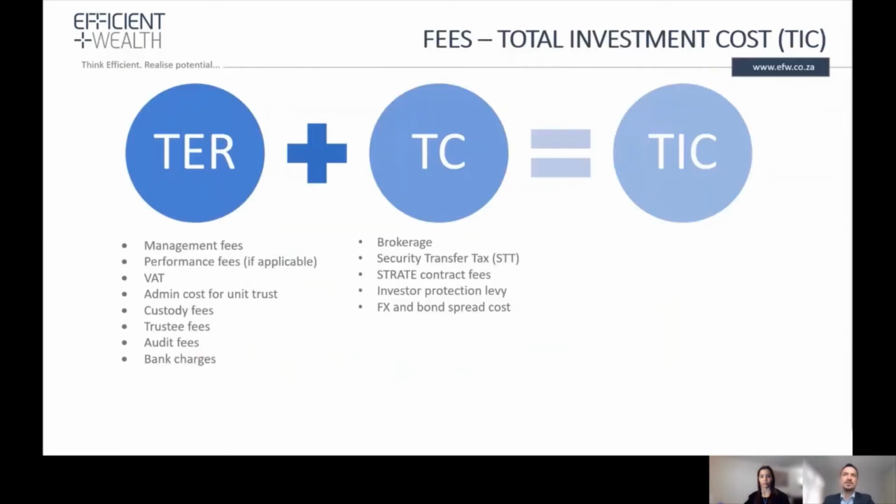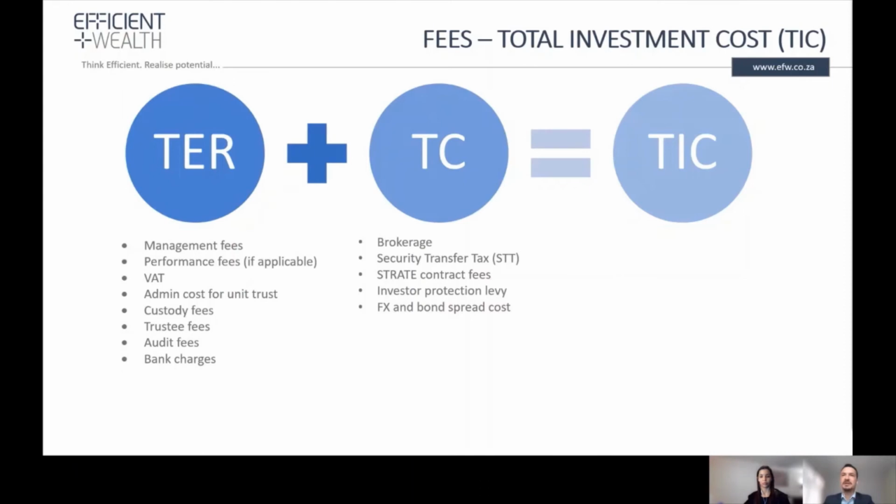On fees, it's important to understand what you're paying for. So the focus here is on the total investment cost. This is the fees that you pay for the underlying investments. It consists of a total expense ratio, which is the management fees, performance fees, VAT, and other costs like custody, trustee, audit, and bank charges.